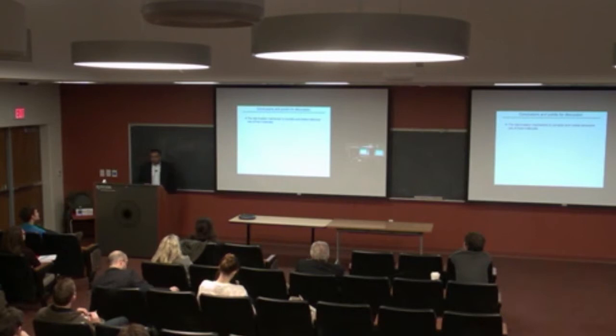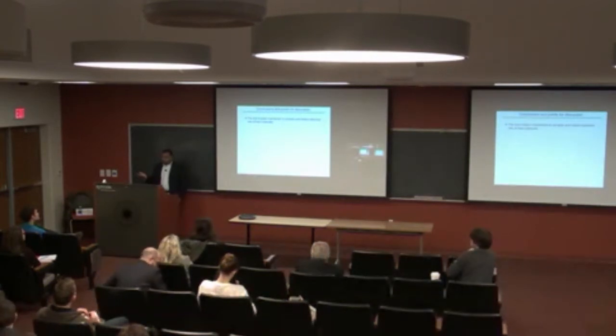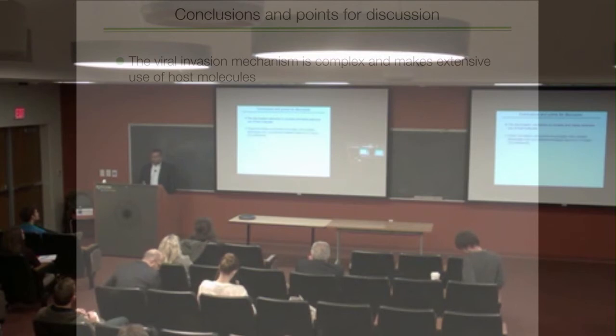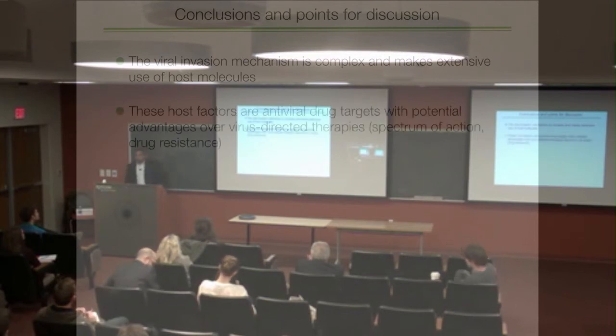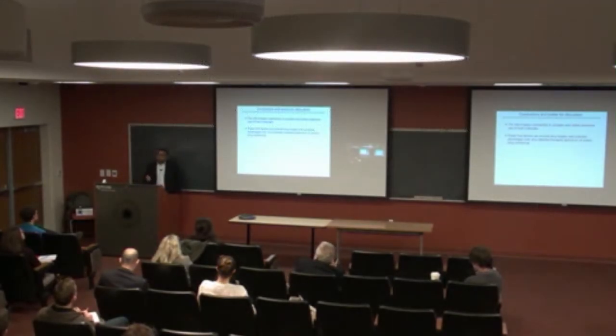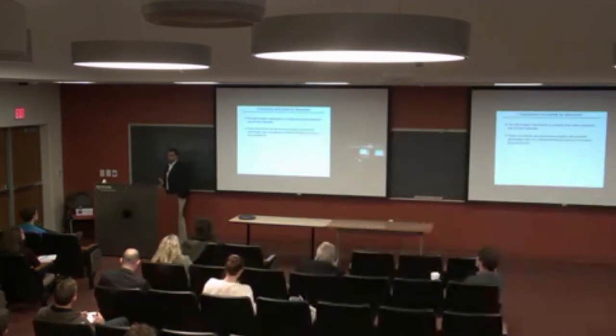So the conclusions, just a summary of what I showed you. The viral invasion mechanisms of Ebola and other viruses are complex. They make extensive use of host molecules. So these host molecules are antiviral drug targets with potential advantages. I'm not putting down all these other therapies that are out there. ZMapp is actually kind of amazing, and incredible that it works as well as it does in monkeys. But there are advantages to these host-directed therapies.